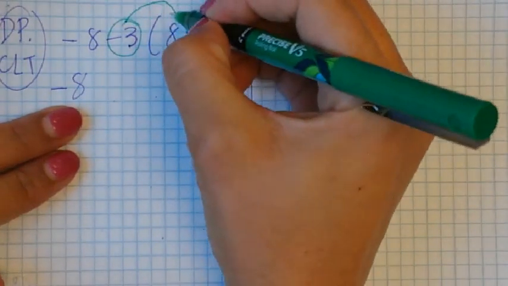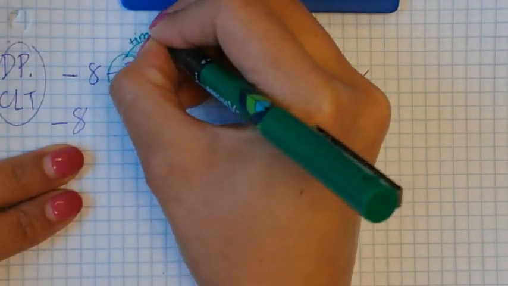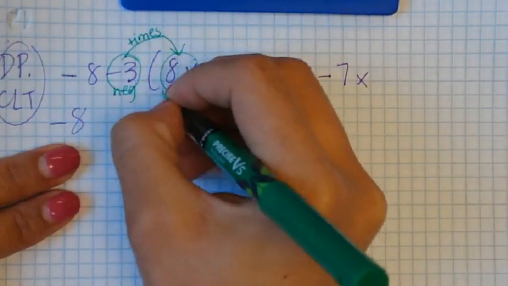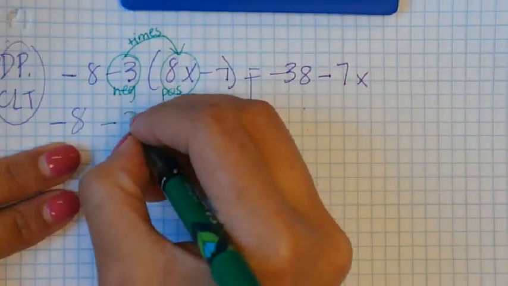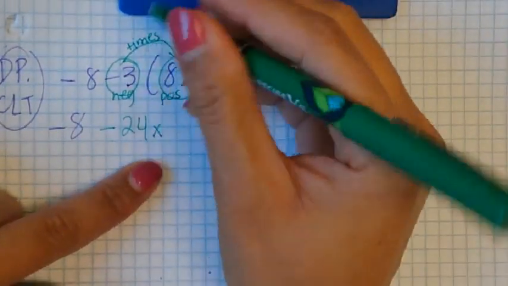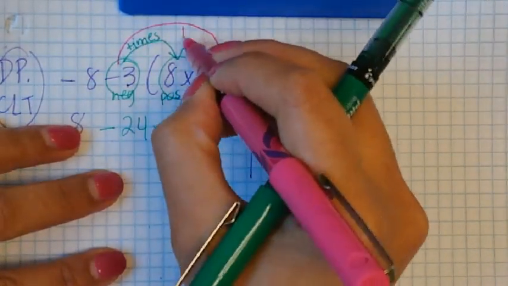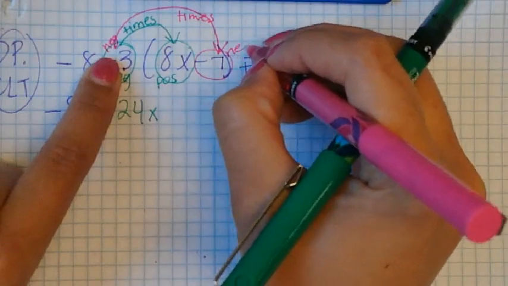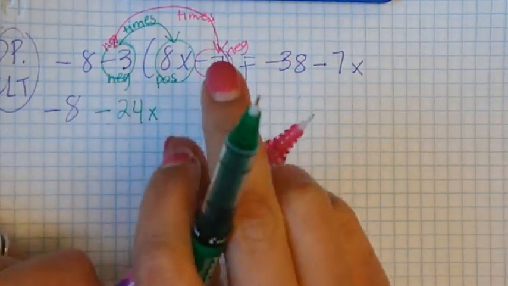So I say negative 3 times 8x. I'm multiplying these two. This is like saying times. So negative 3 times positive 8. This is negative, this is positive. I know I'm going to get a negative. Negative times a positive is a negative. It's going to be negative 24x. And then I will do the same thing for the other. So negative 3 times negative 7. Now this is a negative, and this is also a negative. Negative times a negative is a positive. So negative 3 times negative 7 would be positive 21.